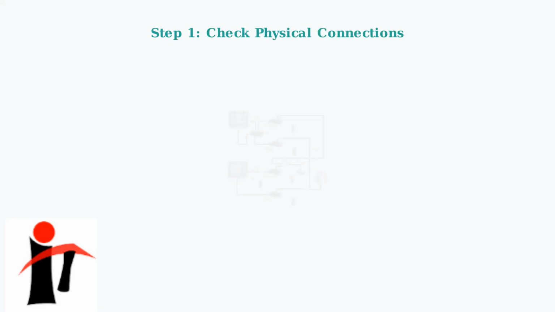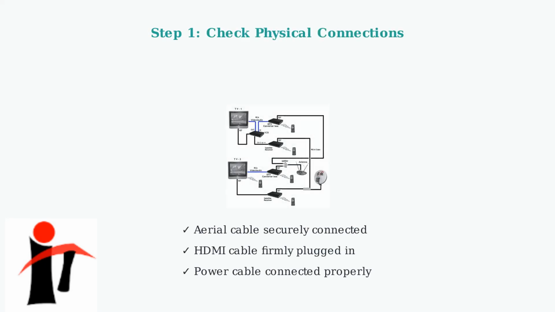The first step in fixing channel issues is checking all physical connections. Make sure your aerial cable and HDMI cables are securely connected to your EE-TV box.